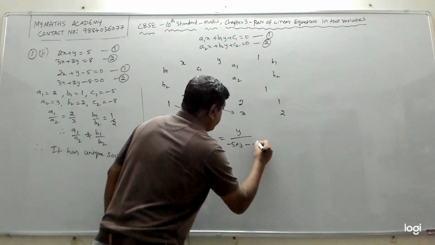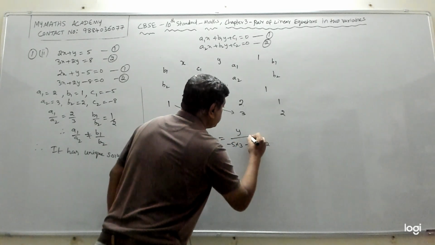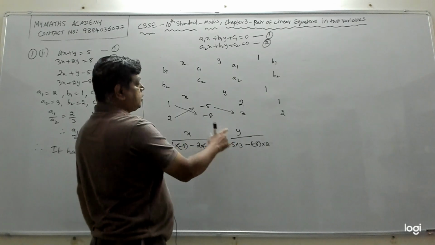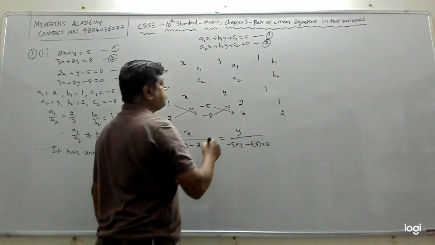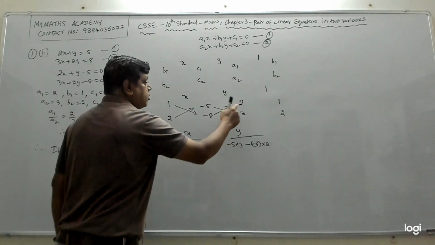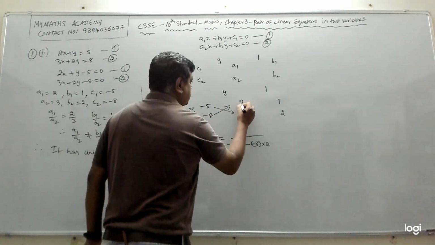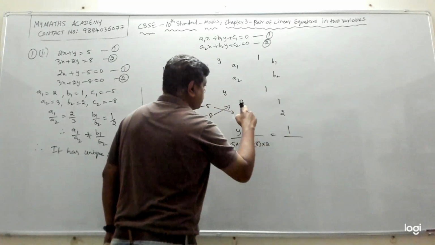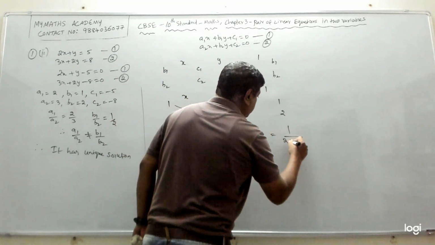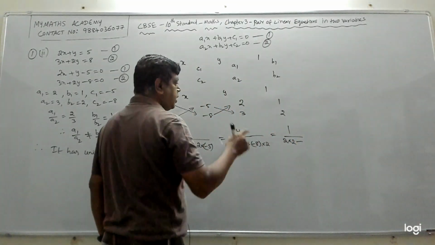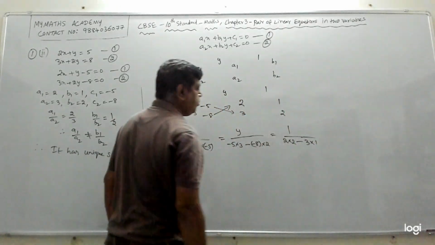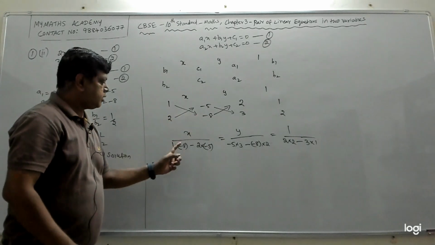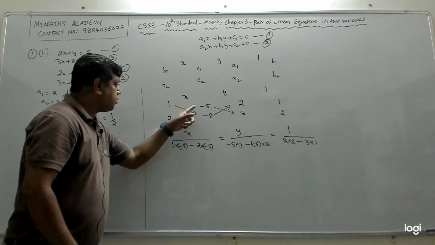So minus 8 into 2. Generally we will miss this minus. So this into this, then you have to put minus, then you should do this into this. Before putting minus, don't do this into this. Clear? So similarly, equal to 1 by, you should put 2 into 2, then immediately put minus, then do 3 into 1. Clear? Everyone?